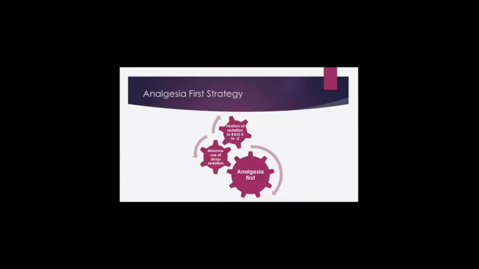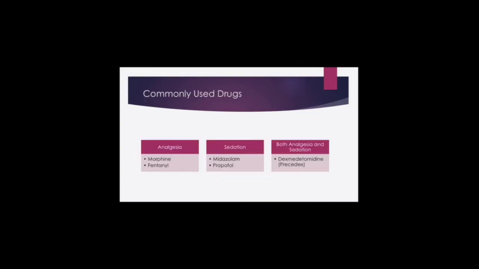To achieve this, we adopt an analgesia-first strategy in ICU. Patients are preferentially started on analgesia agents like fentanyl. This helps to minimize the use of other sedatives like midazolam and propofol, and we titrate our drugs to maintain a RASS score of 0 to -2 to avoid over-sedating our patients. This is a table of the commonly used drugs in ICU. I will be going through them in more detail in the following slides.